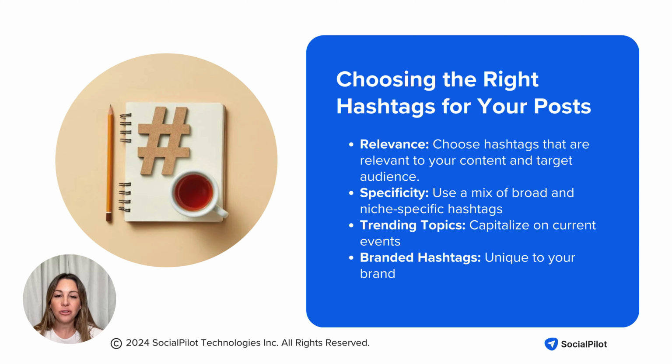So, how can you choose the right hashtags? There are a few different things that you need to keep in mind when you're choosing your hashtags. One is the relevance. Choose hashtags that are relevant to your content and your target audience. Consider the topics, the themes, the keywords that are most closely associated with your post in your industry. Then there is specificity.